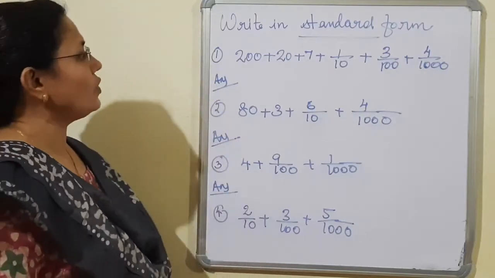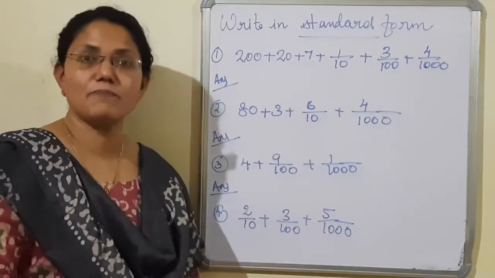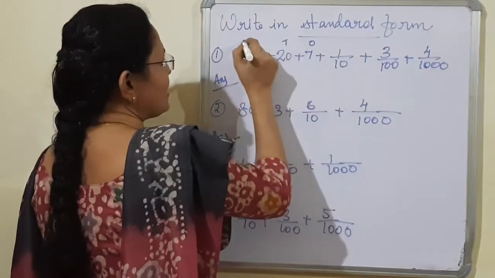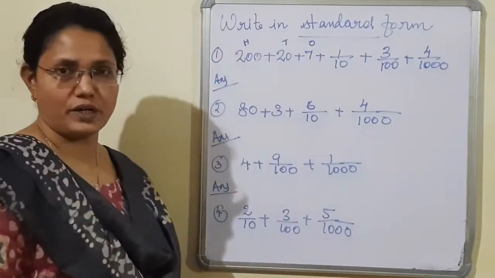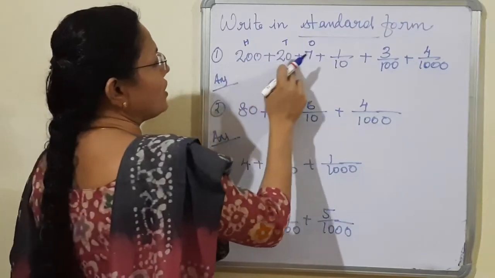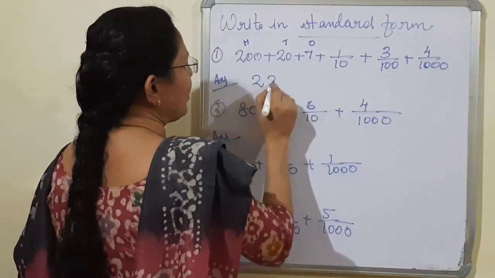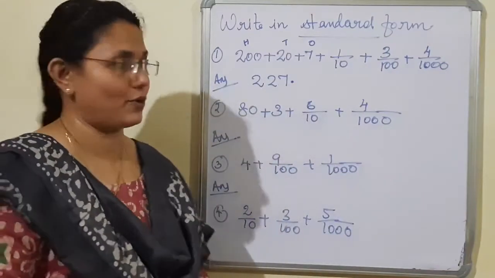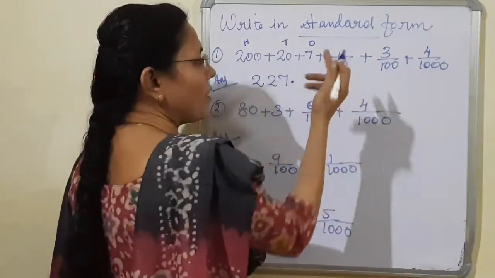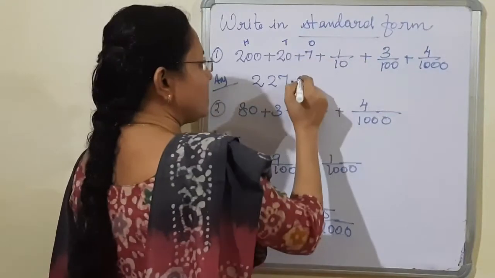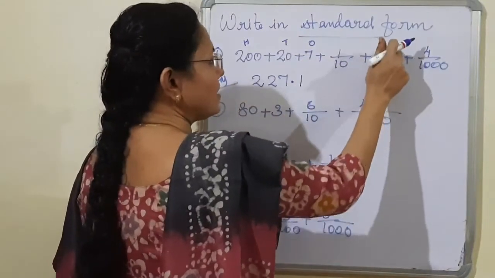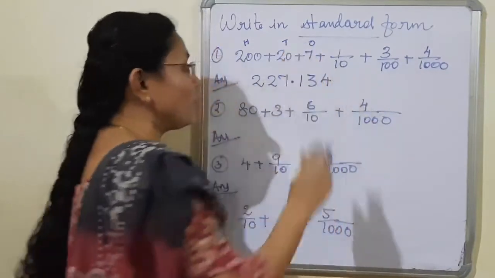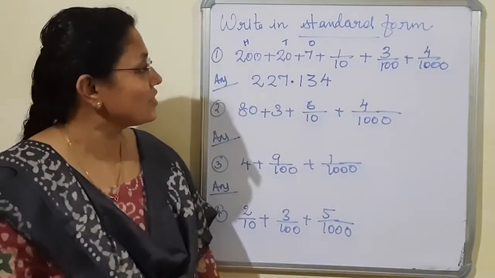First one, 200 plus 20 plus 7. Here, ones place, tens place, hundreds place, all are given. Okay, 200 plus 20 plus 7 is what? 227. Just after the whole number, put a decimal point. Next, 10th place it is given. 10th place the digit is 1. 100th the digit is 3. And 1000th the digit is 4. Therefore the standard form of this question is what?